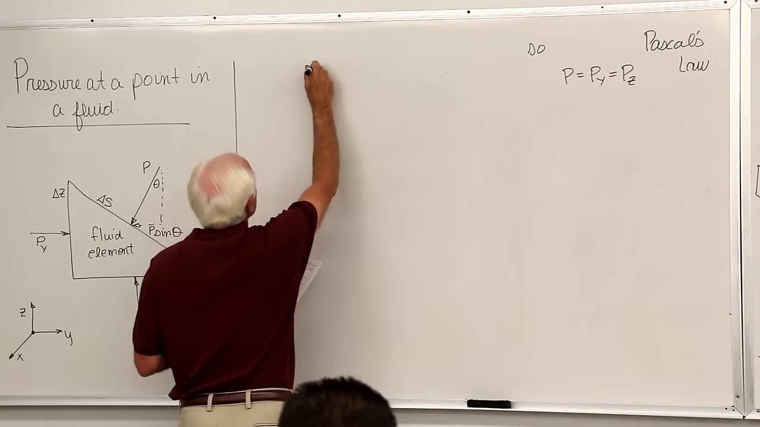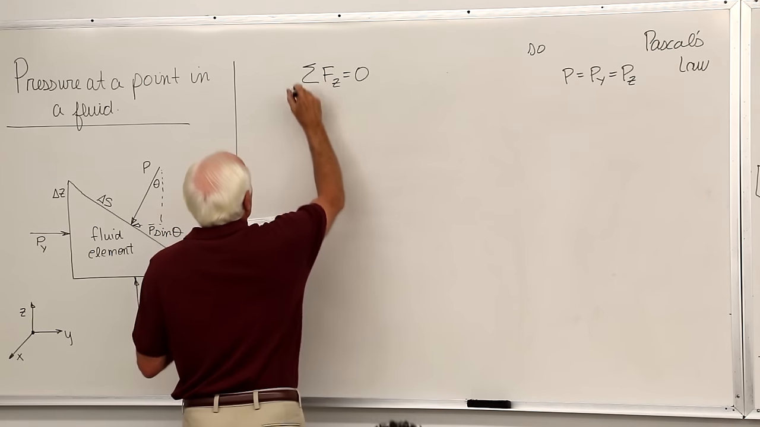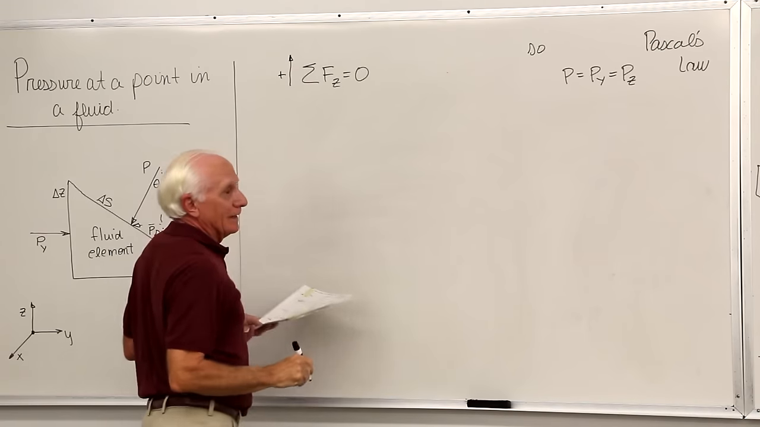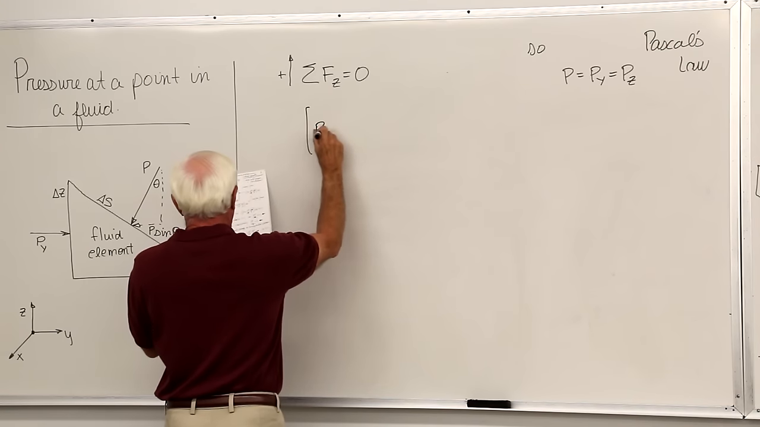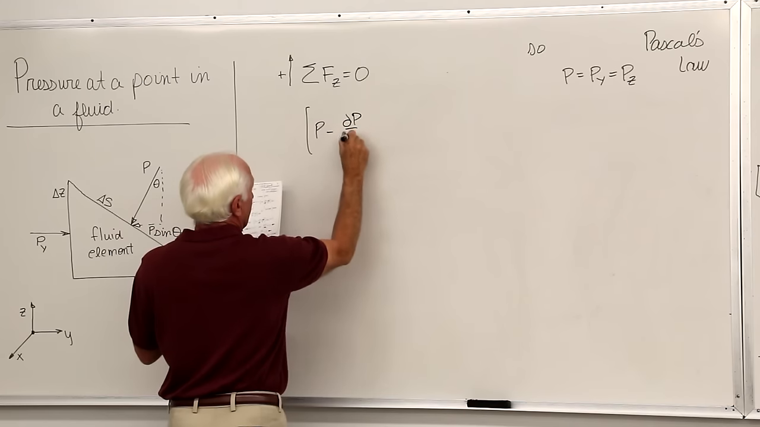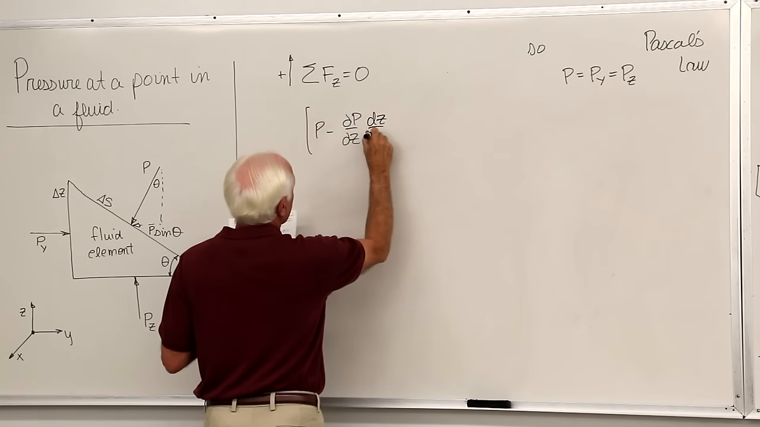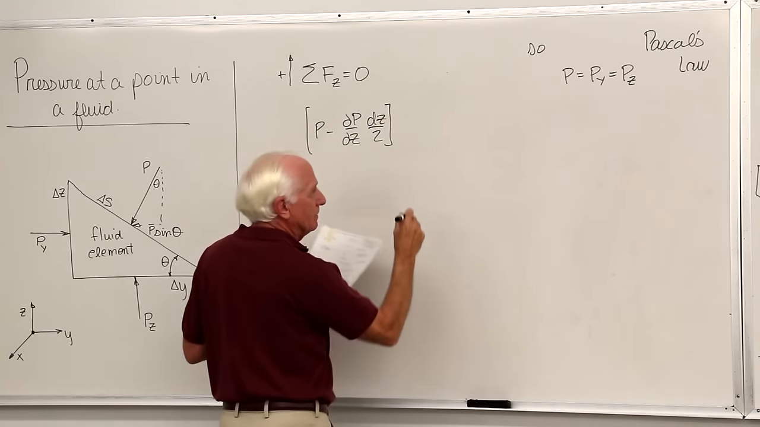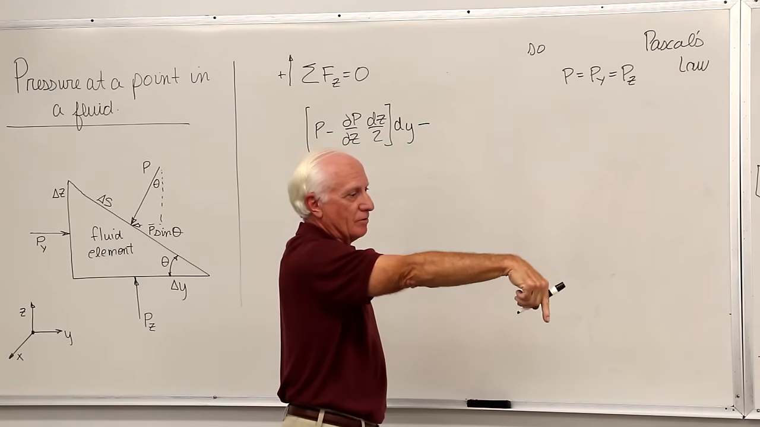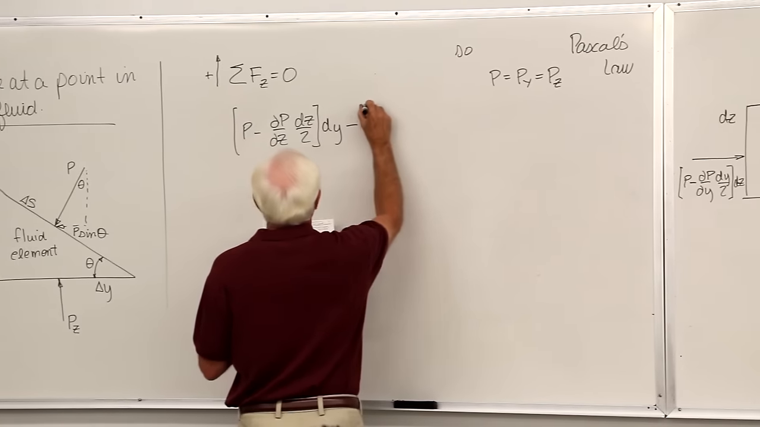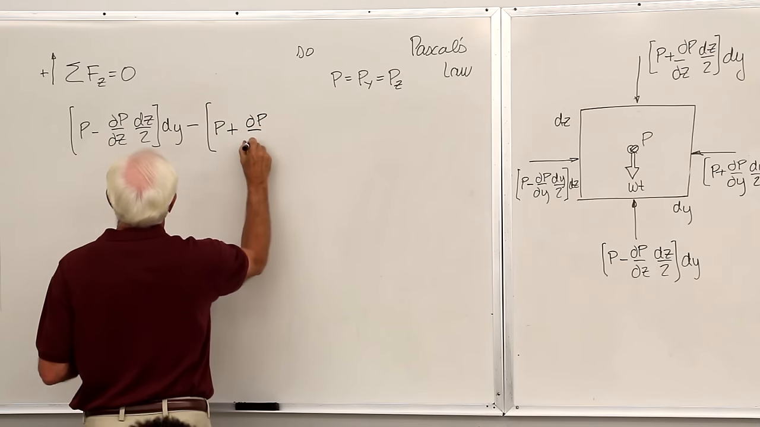Summation of forces, Z direction equals zero. We'll call upward forces positive. At the bottom, force pointing up: P minus dP/dz times dz over 2. What's the area? Delta y times 1, or dy times 1. Top surface, pressure pointing downward, force is downward, minus P. Now we go up, so P plus partial P with respect to z.